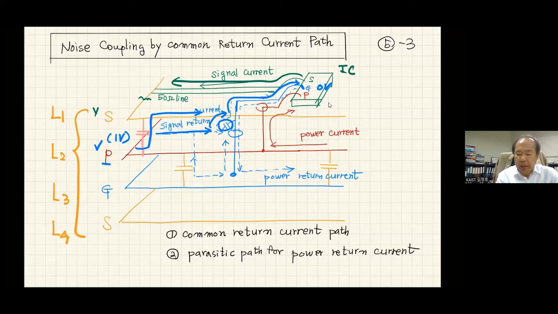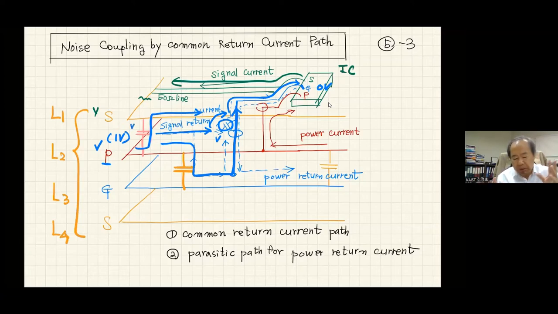Now let's think about the power supply. We assume that we have some decoupling capacitance between ground and power. And then sometimes this return current can go through the decoupling capacitance and ground, and it will go through the VIN and connect. Sometimes in order to provide the return current path, it can go through the plastic capacitance, or we can add some capacitance between signal and power.